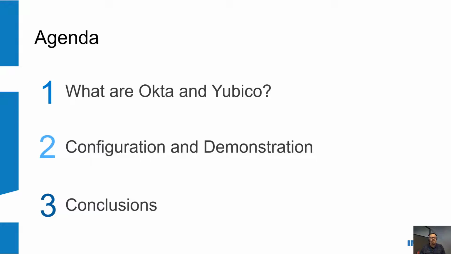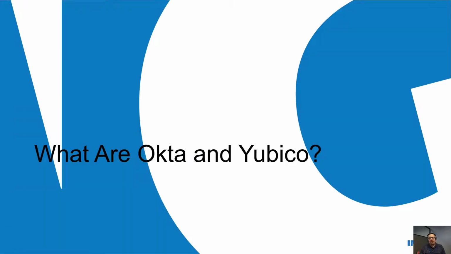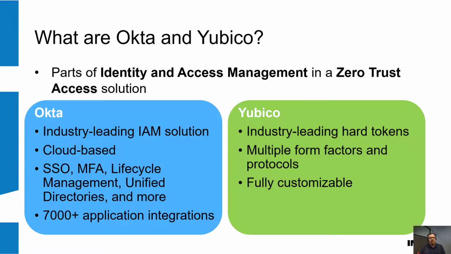Second, we're going to do a configuration and a demonstration of how it works. And then third, I'm going to make some conclusions about this solution for you. So first, what are Okta and Yubico? Now, from how we're talking about them right now, we're looking at them as parts of an identity and access management solution for your Zero Trust Access framework.